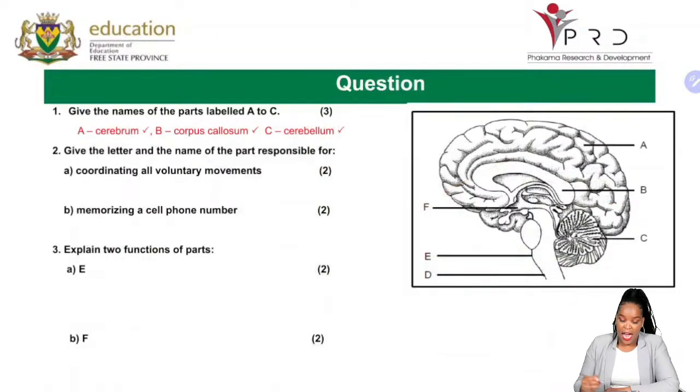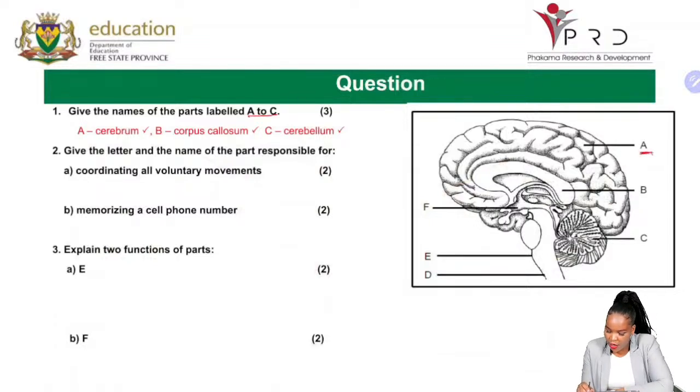Right. I hope you are happy with the bonus that you received. But even without the bonus, I hope you were able to see the parts. So for number 1, it says, give the names of the parts labeled A to C. So you need to go to your diagram there and check.